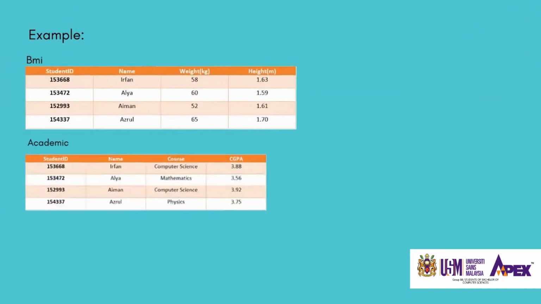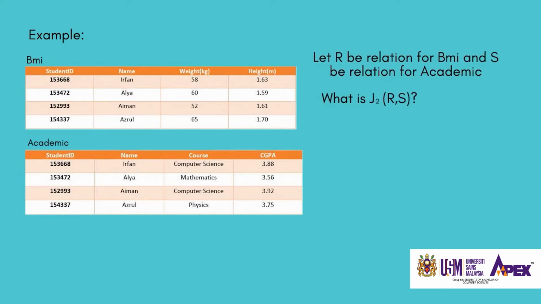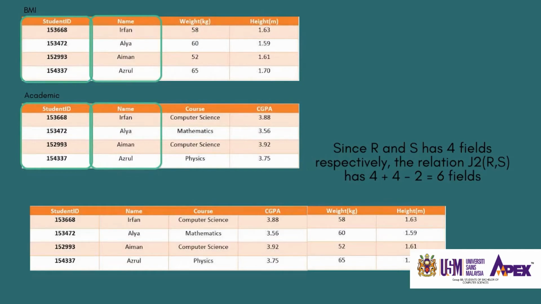For example, here we have a BMI table and an academic table. So the question is, let R be a relation for BMI and S be a relation for academic. So what is J_2(R, S)? First of all, we need to find the similarities of attributes between these tables.